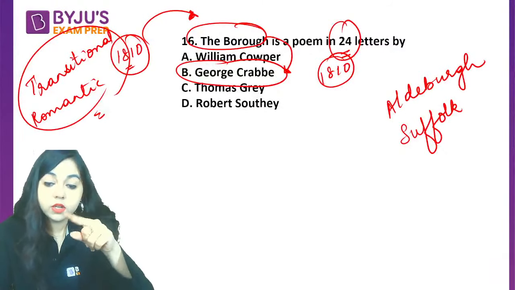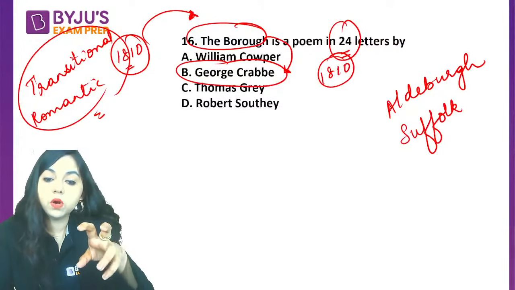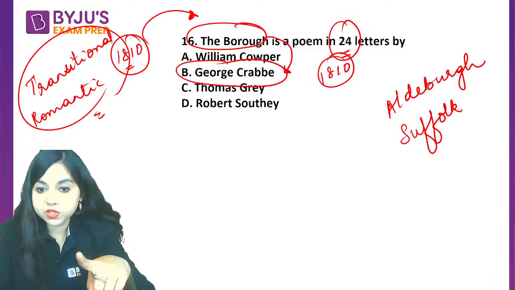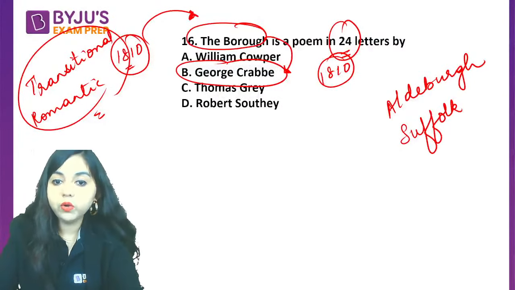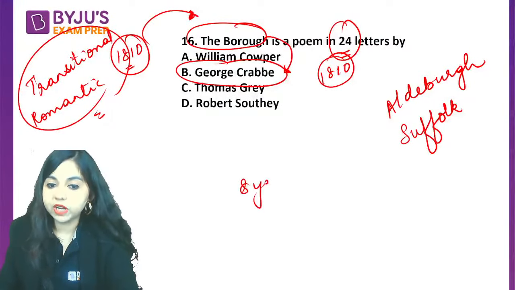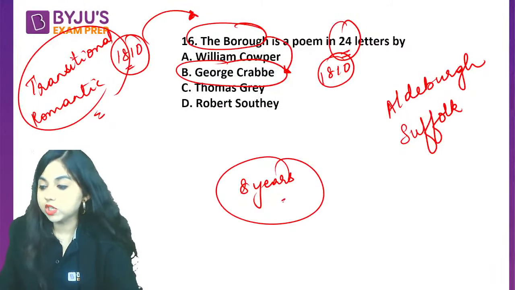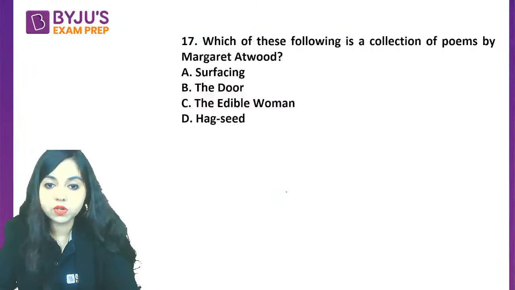There's a question that comes in. How long did this work take? The work took 8 years. It took him 8 years to actually write this piece of writing.